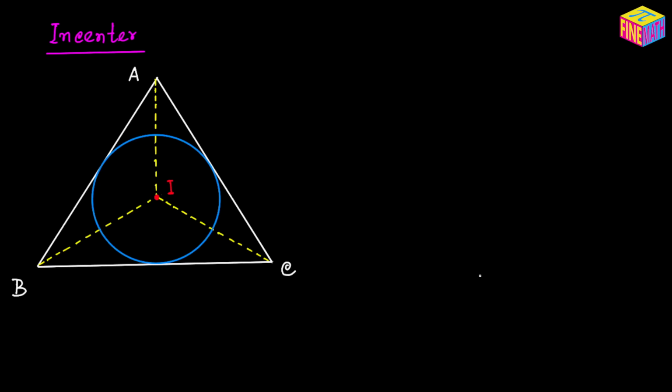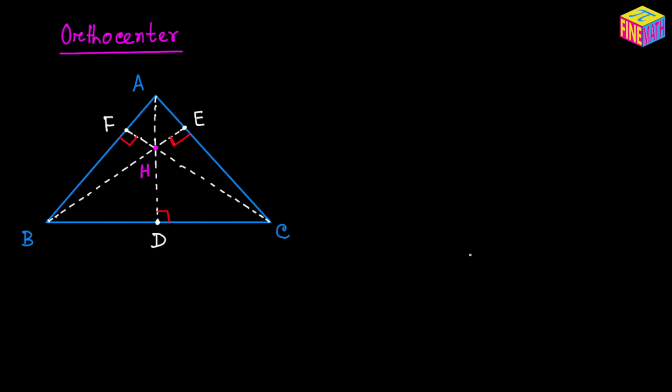Finally, let's talk about the orthocenter. For a triangle, suppose we draw a perpendicular from the vertex A onto the opposite side BC, and let's suppose that perpendicular is AD, and similarly we drop another perpendicular from B onto the opposite side AC, and let's say BE is that perpendicular, and also CF is the other perpendicular. These are called altitudes from the vertices to the opposite sides. Now when you draw altitudes like this, they also intersect at a particular point, and that point is called the orthocenter. Here I have denoted that point as H. So the orthocenter is the point of intersection of the altitudes drawn from the vertices onto the opposite sides.